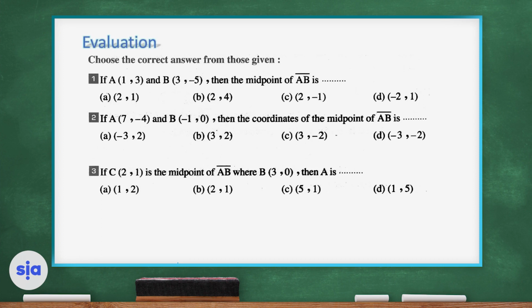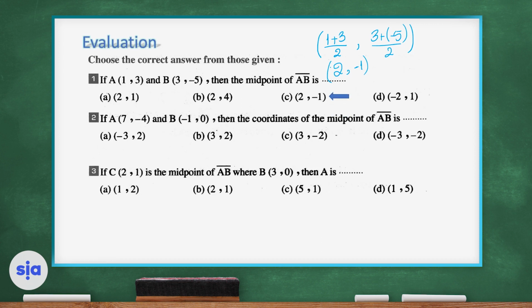The question here says, choose the correct answer from those given. If the coordinates of A and B are given, then what is the midpoint of segment AB? Let's find the midpoint by using the midpoint rule. So the midpoint, we get the x's plus each other over 2 and the y's plus each other over 2. So here the midpoint will be (2, -1). So the right choice here is choice C.